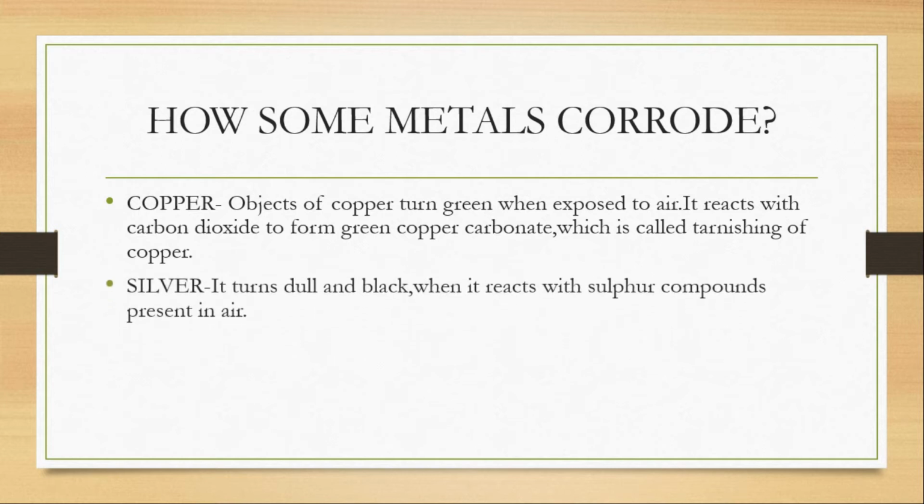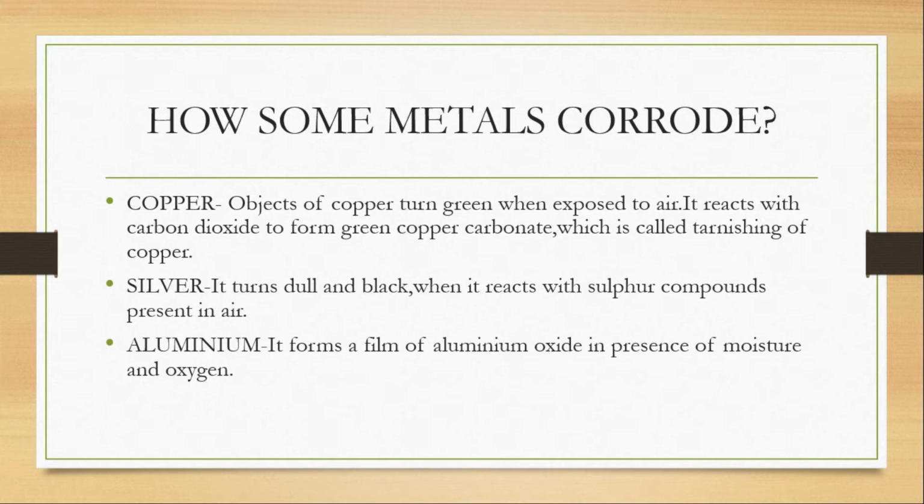And the other metal is silver. You might have silver jewelry or silver utensils at your home, which generally turn dull and black when exposed to the sulfur compounds which are present in the air. Also, we say that it gets oxidized and becomes black at times.